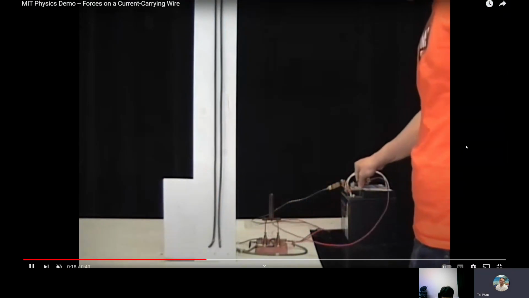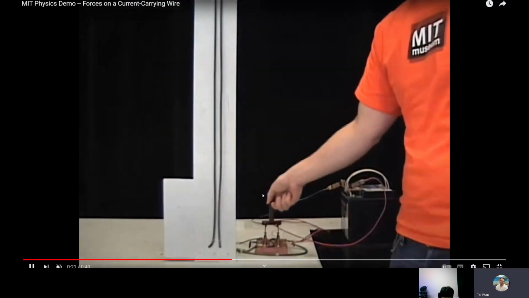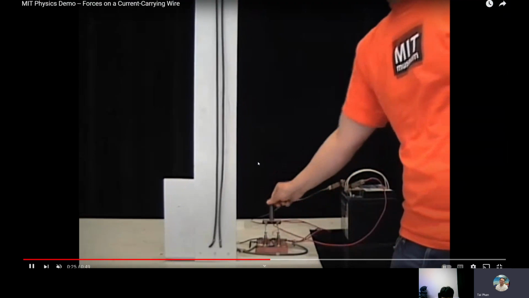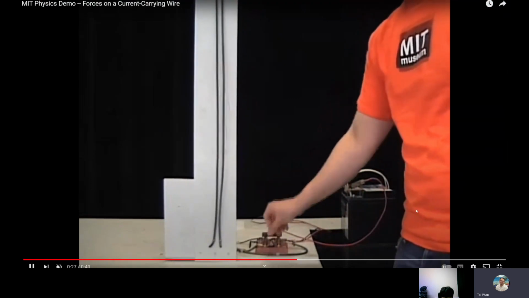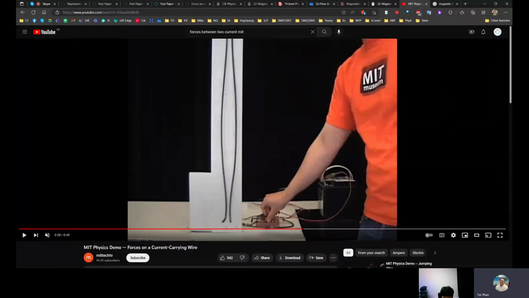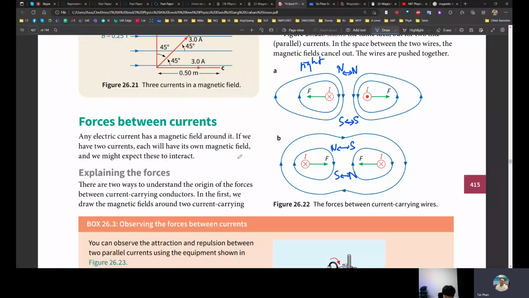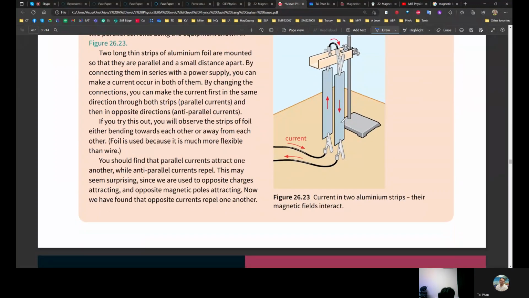Now, connecting them to the battery forward, meaning in theory the two currents are in opposite directions, they repel each other clearly. And then we switch to parallel, they attract each other. And it is opposite to the memory about magnets: like poles repel, unlike poles attract, but like currents attract and unlike currents repel. This is a demo.